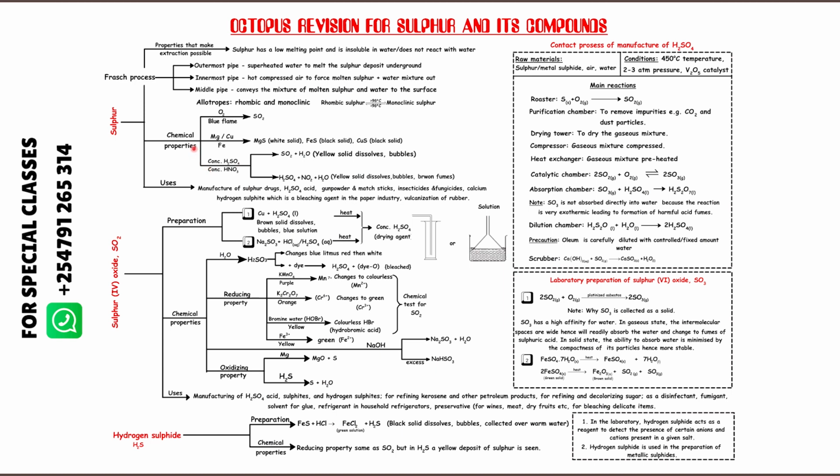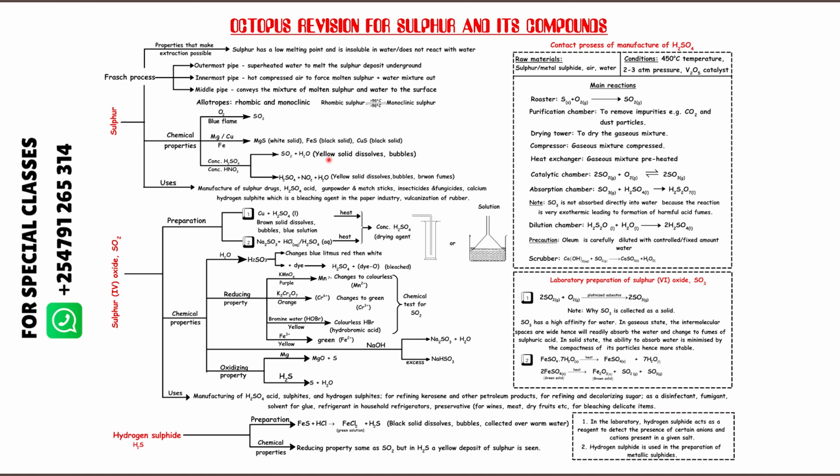Then we have sulfur reacting with the concentrated acid. Sulfur will react with concentrated sulfuric 6 acid and will also react with concentrated nitric 5 acid. Sulfur reacts with concentrated sulfuric 6 acid to form sulfur 4 oxide plus water. Then you can be told what are the observations when concentrated sulfuric 6 acid is added to sulfur.